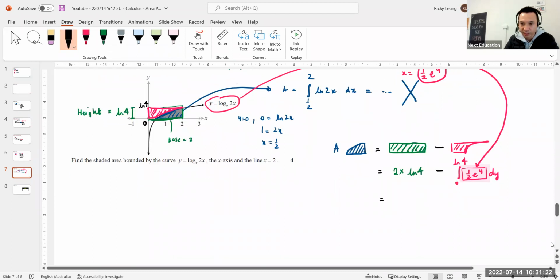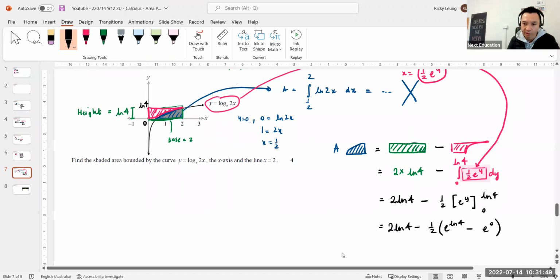All right, let's clean this up. So that green part is 2 ln4 minus, now this here, pull out the half. Guys, integrate e^y, well, it's e^y, with ln4 upstairs, 0 downstairs. Nothing too fancy about that, guys. Let's sub it all in. 2 ln4 minus half of e^ln4 minus e^0.